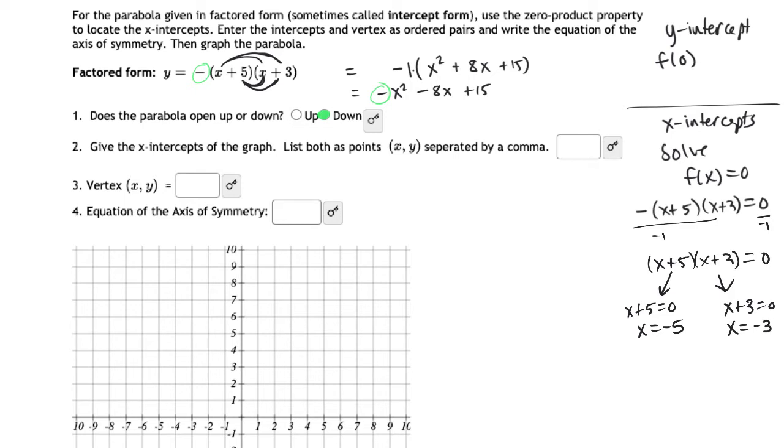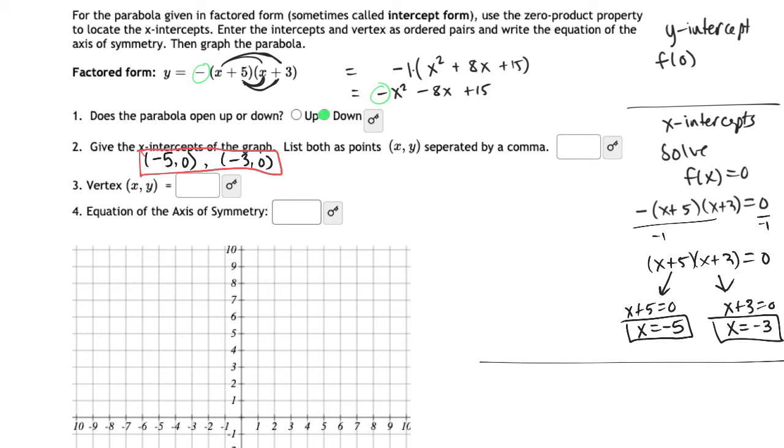So our x-intercepts are right here at negative 3 and negative 5. Okay, so we've got x-intercepts. The x value is negative 5, the output is 0, and then the other one is at negative 3 and 0. Those are our x-intercepts.